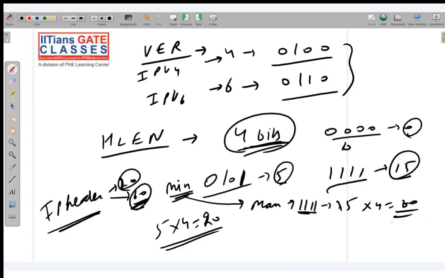So now they can ask this question: an IP header arrives at a router and the header length field is 0100, what will the router do? The router will simply reject the packet because the minimum header length should be 0101. Let me write the question. They will ask this type of question in GATE.